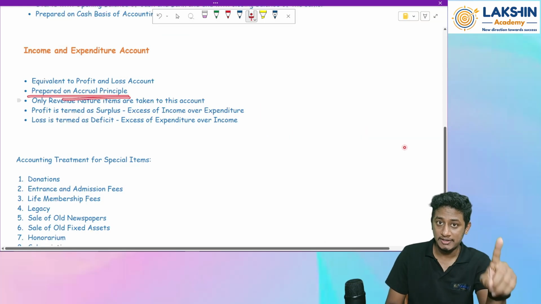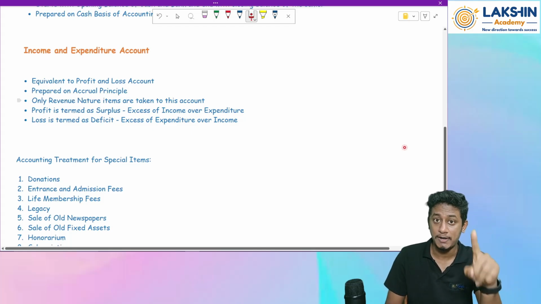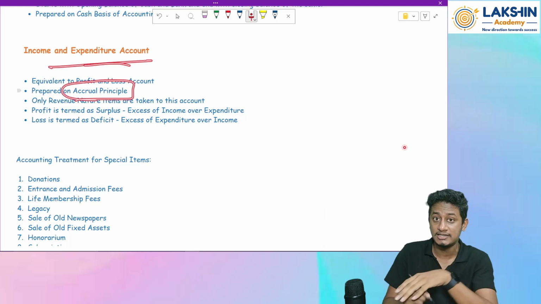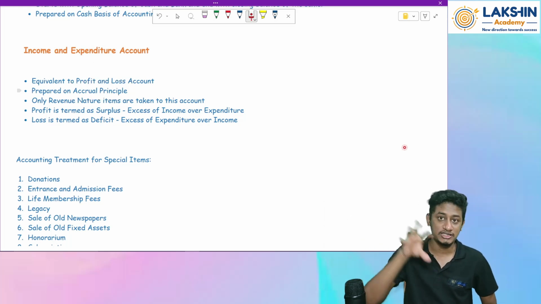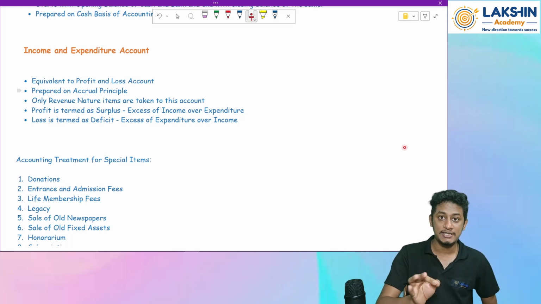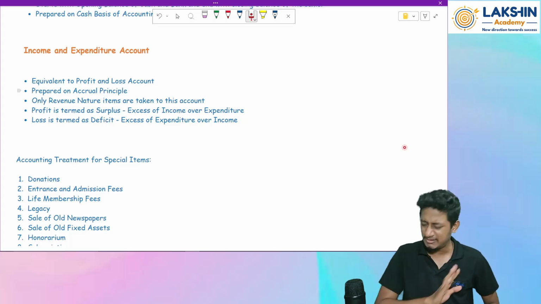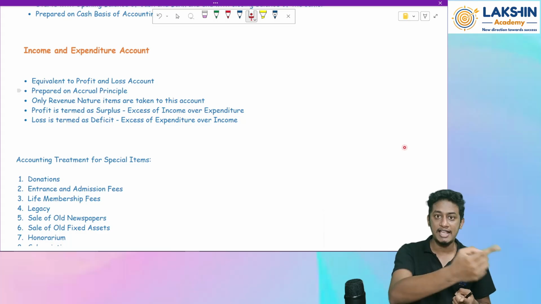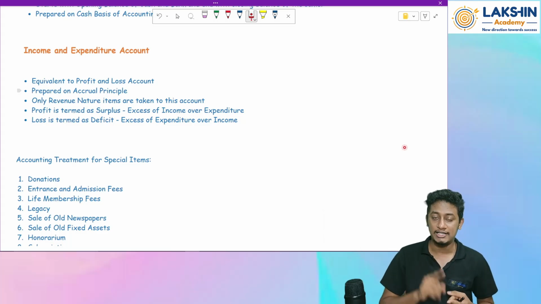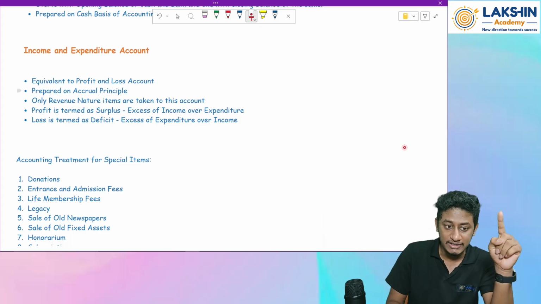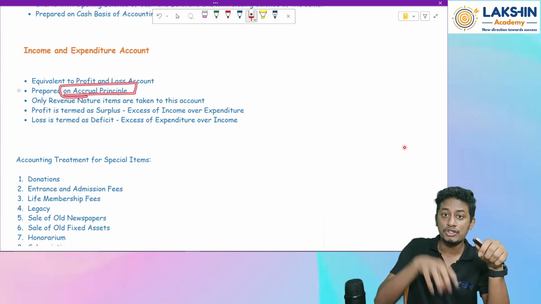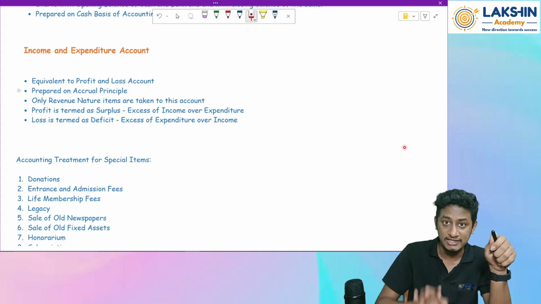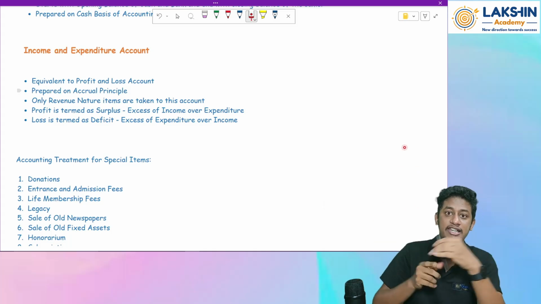See, receipts and payments account used to be prepared on what? Cash basis. Now, income and expenditure account will be prepared on accrual basis. That means, if the expense belongs to this year, enter it. If the expense does not belong to this year, do not enter it. Simple as that. In the cash account, we used to see if the cash is gone or cash is received, right? But in income and expenditure account, what do we see? We see whether the expense belongs to this year. It is paid or not, I don't care about that. If it belongs to this year, I should have paid this year, but I'm paying it next year, I should enter it in the income and expenditure account.